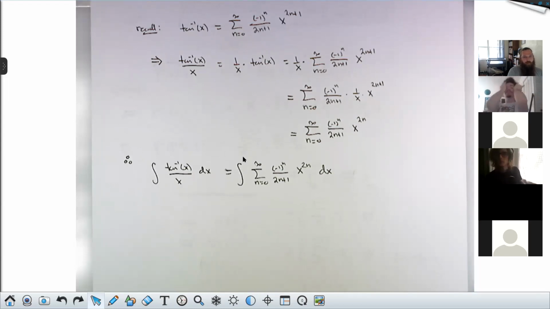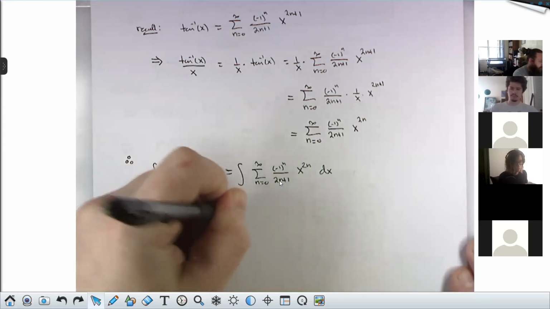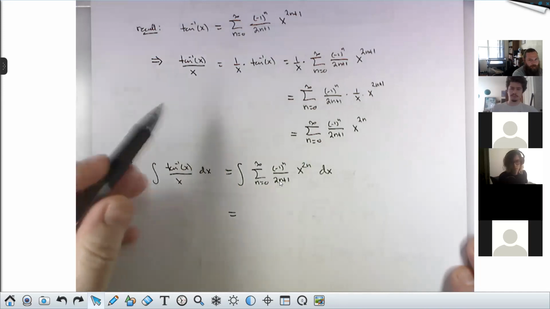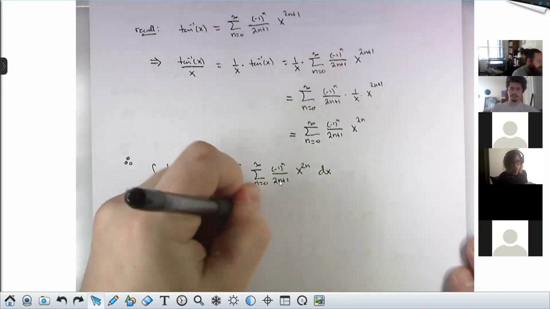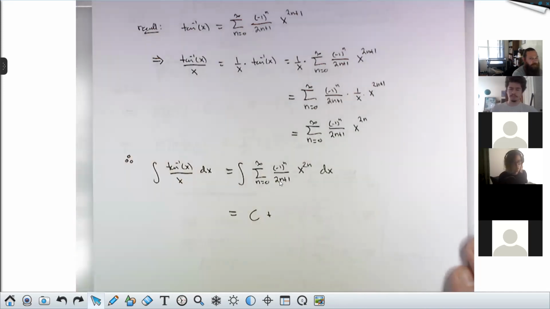Remember, the integral doesn't care about these things. All the integral sees is x to the 2n dx. It's a power function, like a polynomial. So you integrate it like you would integrate a polynomial. You add 1 to the power and you divide by the new power. Here, since I didn't have a plus c already like we did in those other problems, I write my plus c at this step because I'm doing the integral.